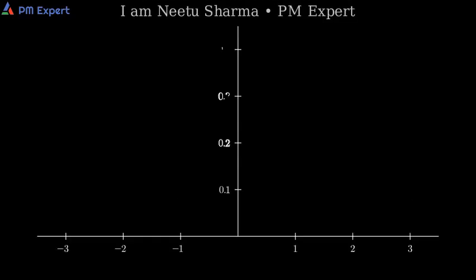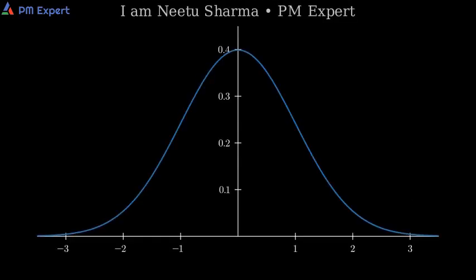Here is the standard normal bell curve. The center at z equals 0 is the mean. 1, 2, and 3 standard deviations mark how spread out the data is. Notice that most of the area is near the center.